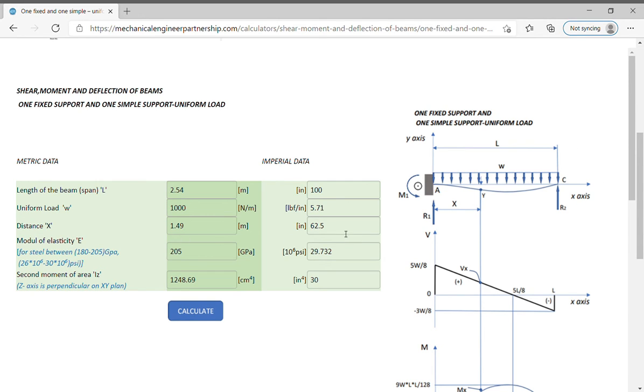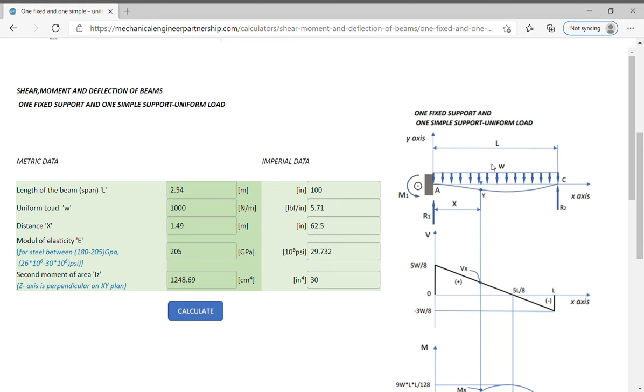In this calculation we have the xy plane as in the figure, and the z-axis perpendicular to the xy plane. Modulus of elasticity E in gigapascal or megapsi, megapound force per square inch. The second moment of area in this case is in centimeter to the fourth power or inch to the fourth power. The figure shows a beam fixed in a support by reaction R1 and moment M1, and simply supported on the C support by reaction R2, and loaded by a uniform load W.